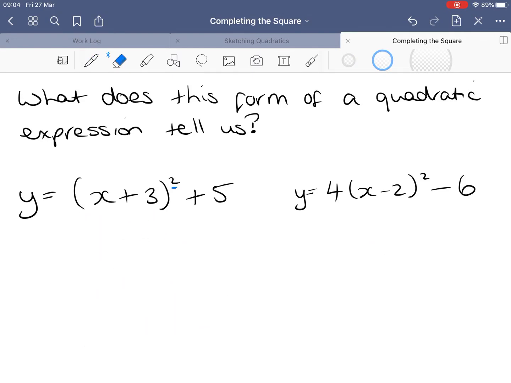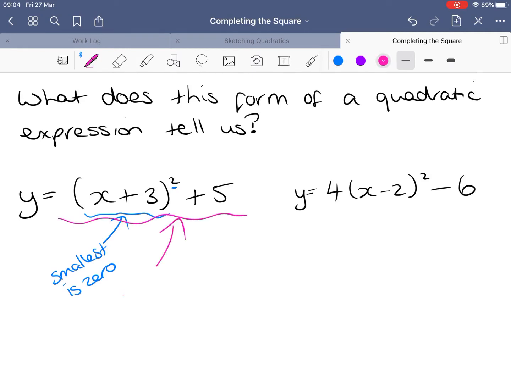So that means the smallest this can ever be is 0. It can never be smaller than 0. And so because the smallest this can ever be is 0, the smallest that this can be is 5, because you'd have 0 plus 5.